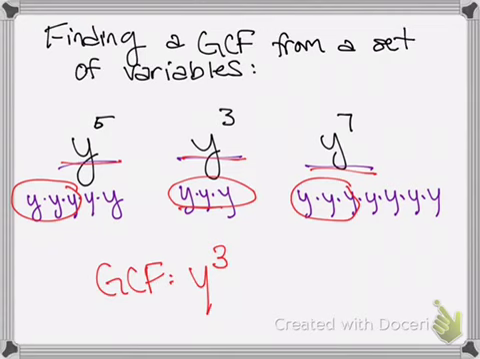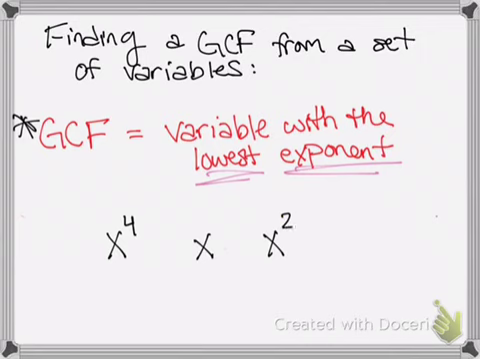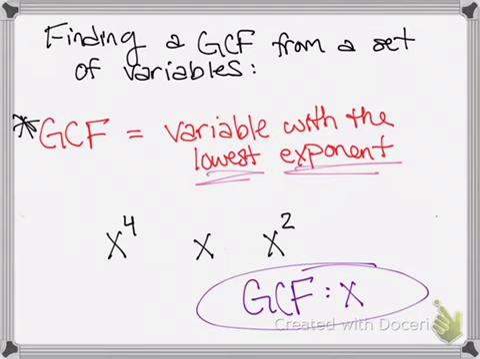And this is because the GCF of a set of variables is simply just the variable with the lowest exponent. The lowest exponent. So make sure you write that down. The GCF of a set of variables is the variable with the lowest exponent. So my next example has x to the fourth, x, and x to the second power. Well, my greatest common factor between those 3 terms, I'm going to look for the variable with the lowest exponent. So my GCF is x.